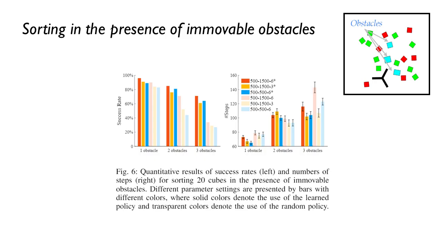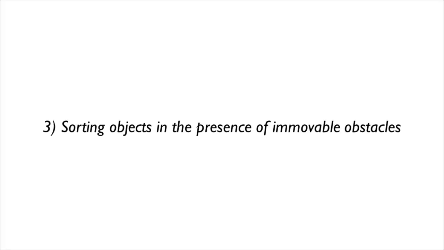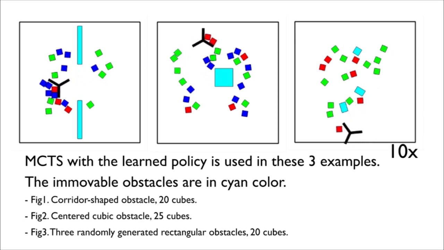We compare the learned policy and the random one in the third experiment, sorting cubes in the presence of multiple immobile obstacles. These are the most difficult problems as it's hard to recover from pushing an object too close to an obstacle. Recall that the learned policy is trained on sorting cubes in scenes with only one immobile obstacle. The results indicate that the MCTS with the learned policy successfully generalized to problems with more obstacles. Further, the more obstacles, the greater the benefit of using the learned policy over the random one. Here we show the qualitative results of sorting objects in the presence of immobile obstacles.